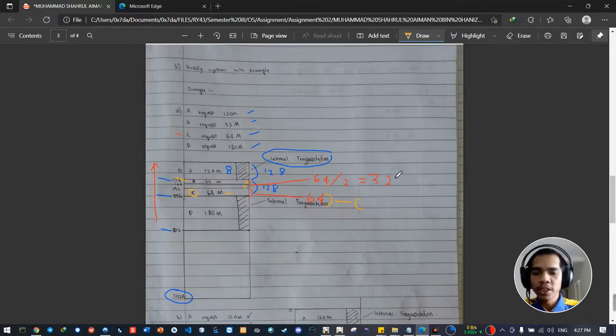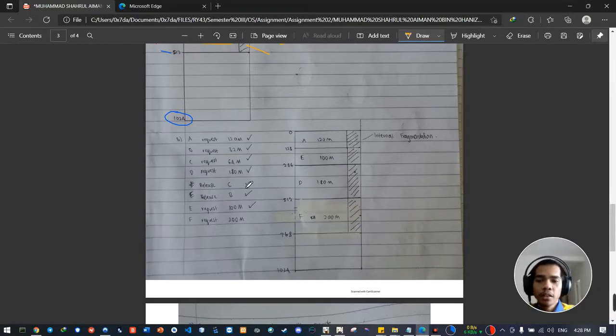So next, process D. Process D requires 180 megabyte. So we already have here a 256 megabyte block. If we divide it, it will become 128, which is less than 180. So we put process D here in the 256 megabyte block. The leftover will become internal fragmentation.